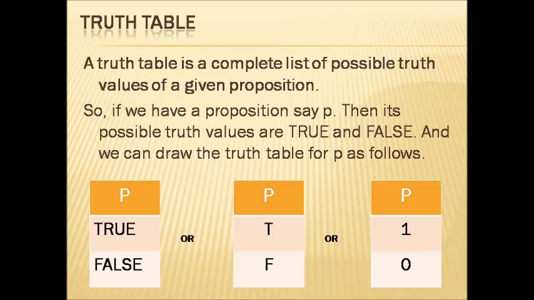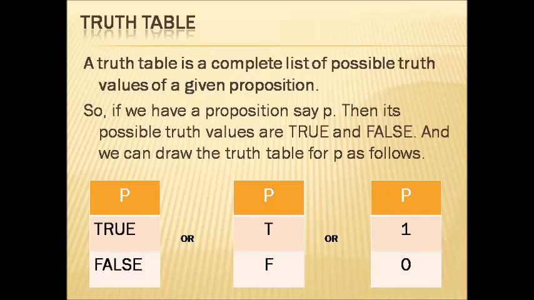Now we are going to see the truth table. As you can see on the screen, the definition is given: it is a complete list of possible truth values of a given proposition.